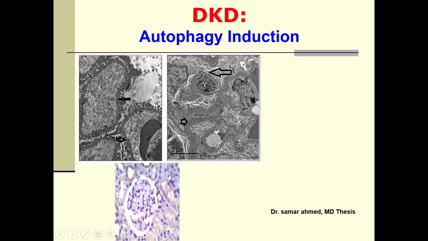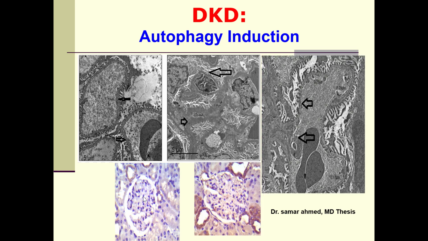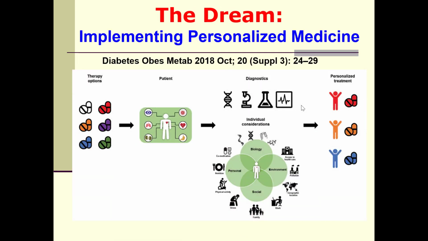And LC3, which is the marker of autophagy, is reduced. And after induction of autophagy by the use of mTOR inhibitors and metformin, as you see, LC3 is expressed. And the most important thing here, the basal membrane regressed. So again, diabetic kidney disease is amenable to regression. So it is not only progressive.